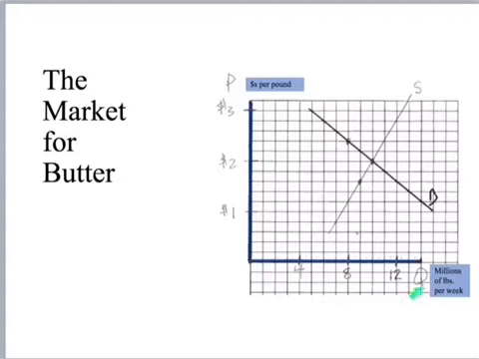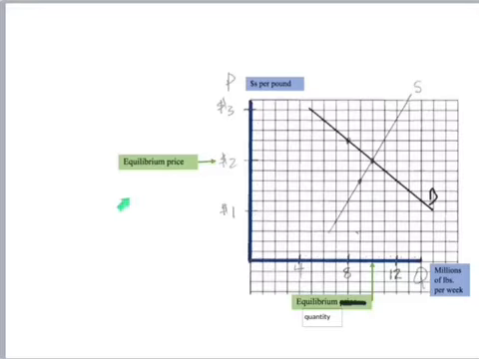The quantity axis shows the quantity bought and sold in millions of pounds of butter per week, and the price axis shows the market price in dollars per pound. The demand curve shows the willingness of consumers to purchase butter at various prices, and the supply curve shows the willingness of producers of dairies to provide it at various prices. The equilibrium price is $2, and the equilibrium quantity is 10 million pounds per week.